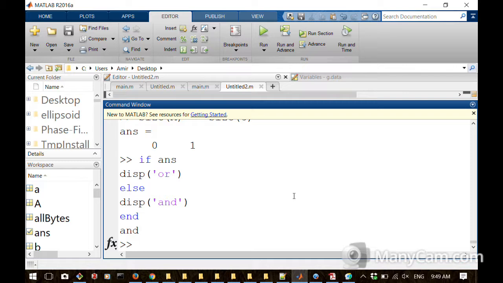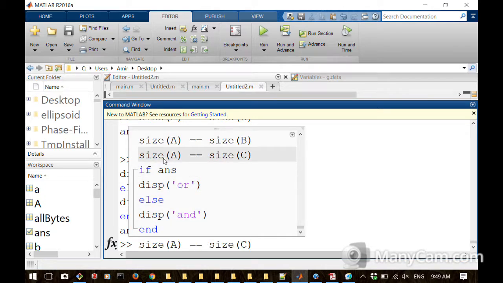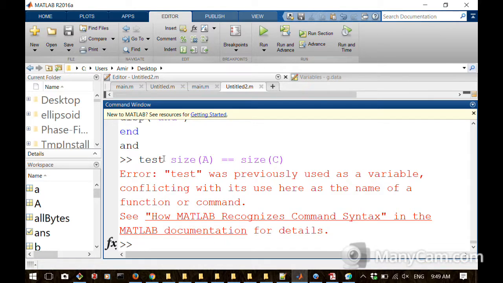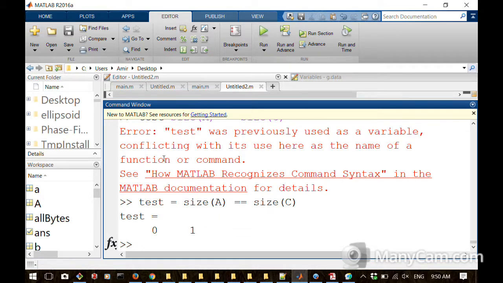What does it mean? It means if you have a vector of 0s and 1s, it assumes that there is an AND operator between those values, right? So if one is 0, the other one is 1. I said put size of A equals size of C in a variable. Let's put it in test. Okay, so now test has these two values. The number of columns of A is equal to that of C, but the number of rows is different. A has 2 rows, C has 1 row.